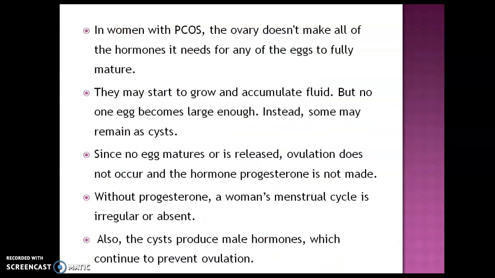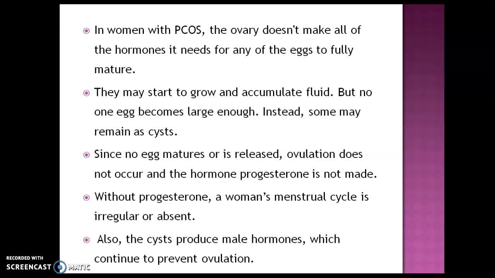And we can see that in women with PCOS, the ovary doesn't make all the hormones it needs for a normal egg to develop or mature because of the greater release of androgen. That positive regulation between the female reproductive hormones may be lost. So those hormones which should be produced by a female for egg production and its release will not be produced, and the eggs may start to grow and accumulate fluid, so that the egg will be improper. None of these eggs will reach maturity, and instead they remain as small fluid-filled cysts.